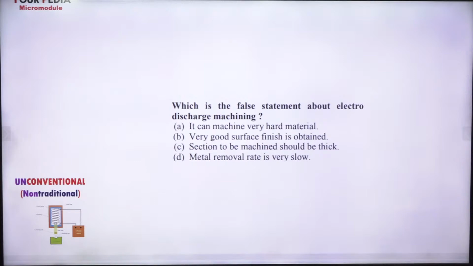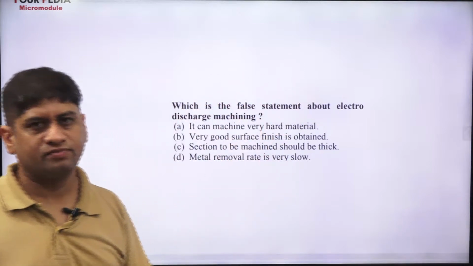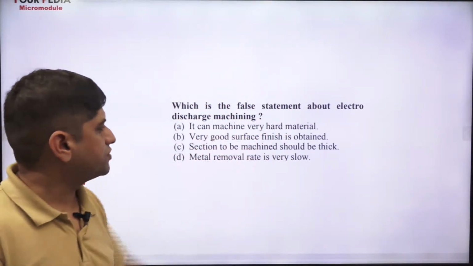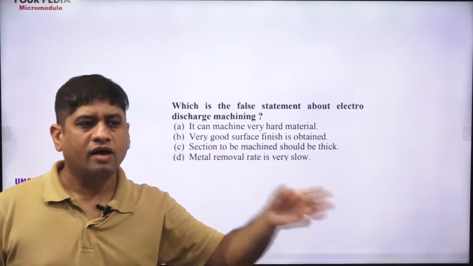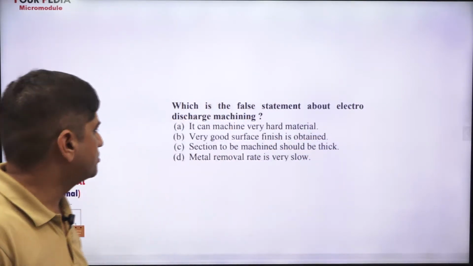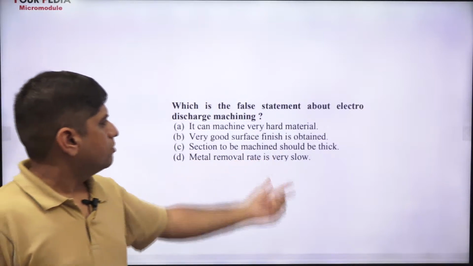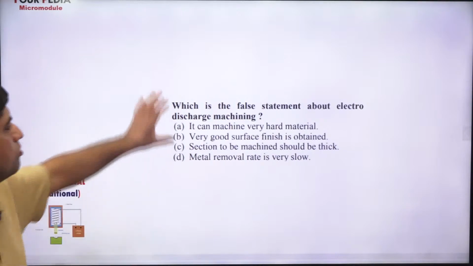Electro discharge machining can cut hard material. Surface finish: when comparing electric discharge machining with normal machining processes, a very good surface finish you don't get in electric discharge when you compare with electrochemical machining. The surface quality obtained in electric discharge is not very good, but when you compare it with traditional machining you may get better. Material removal rate is less than electrochemical, obviously. So most incorrect in this is C.